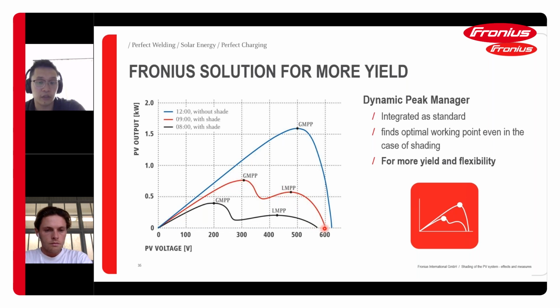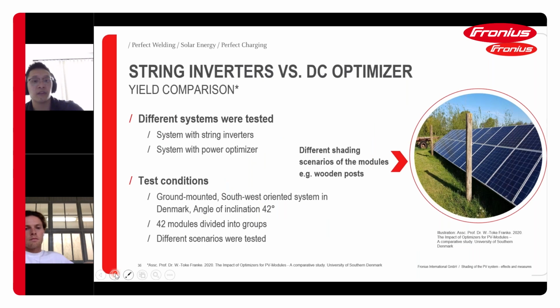From there, our inverter will scan this whole curve every 10 minutes to find this global maximum power point. What we're doing in this instance is basically activating the diodes to see where the best point is. There's also a really good study, if you're interested, from the University of Southern Denmark, where they did a string inverters versus DC optimizer comparison.